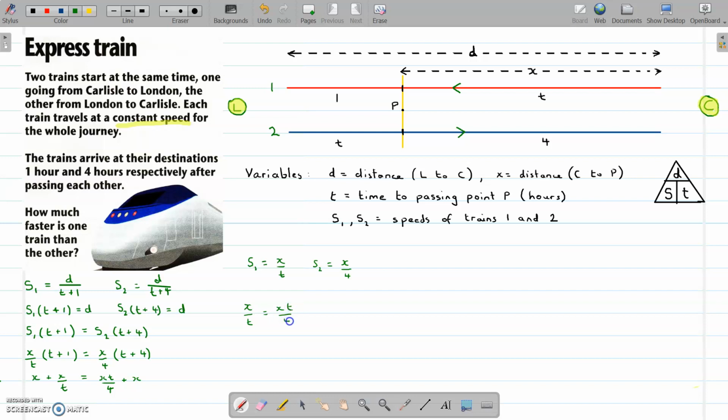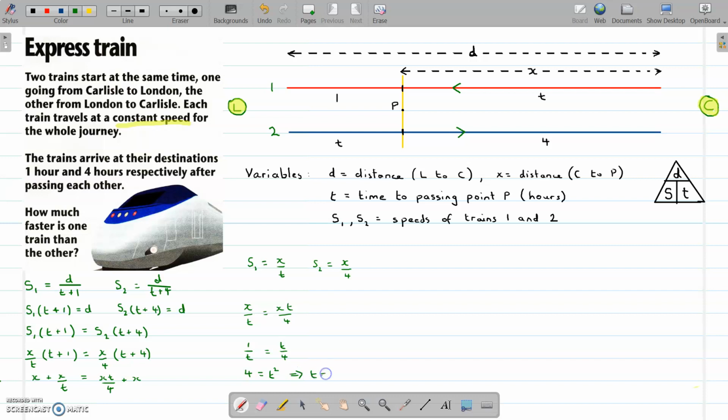Okay, it's getting a lot simpler now. What I'm going to do now is notice there's a common factor of x in both sides. So I'm just going to divide both sides by x, and then I get 1 over t equals t over 4. Now if I do a process commonly called cross multiplying, times both sides by 4 to get rid of this, and times both sides by t, I get 4 equals t squared, and therefore t equals 2.